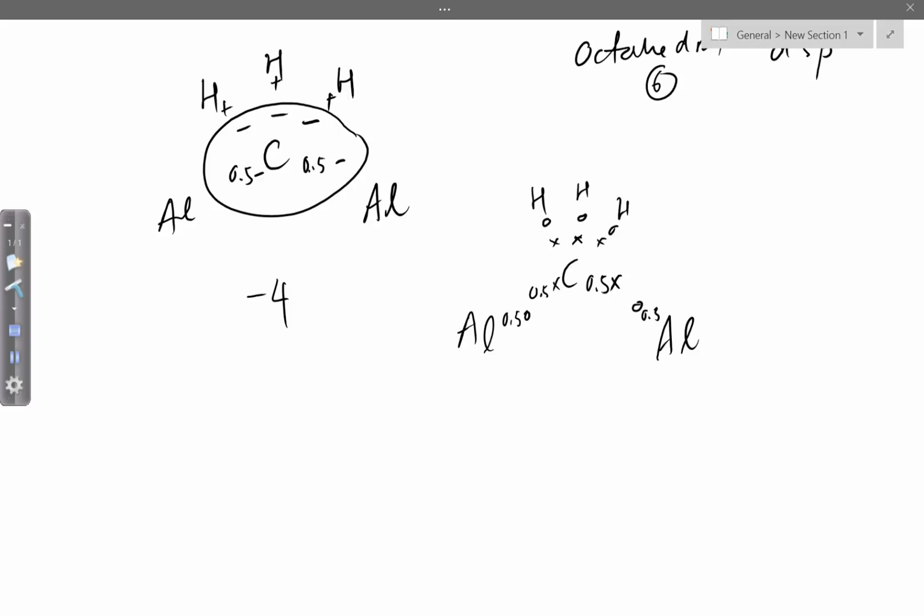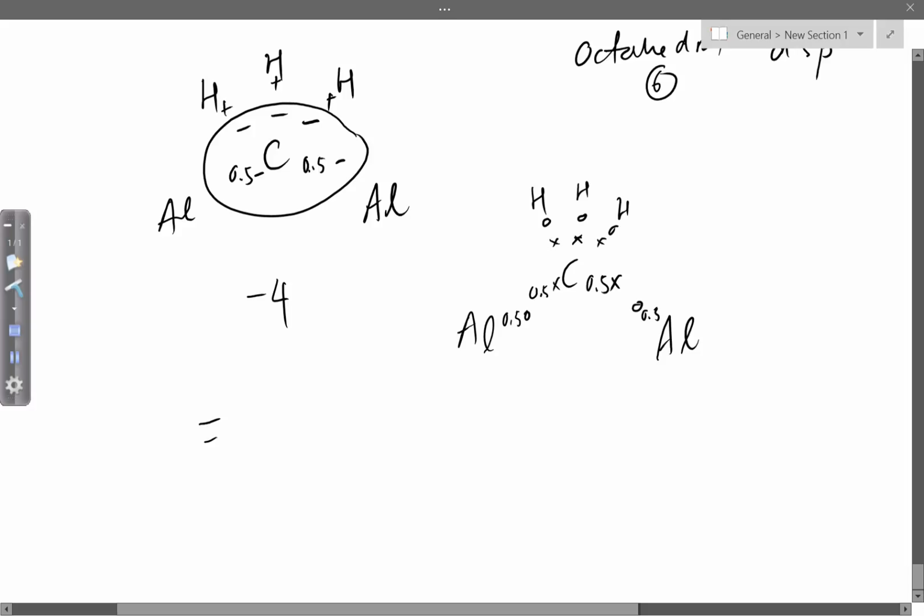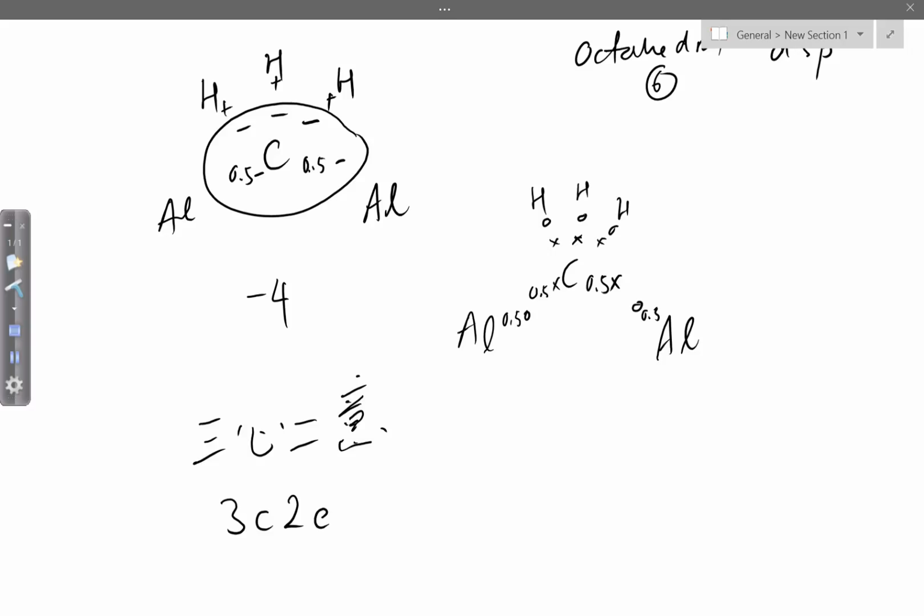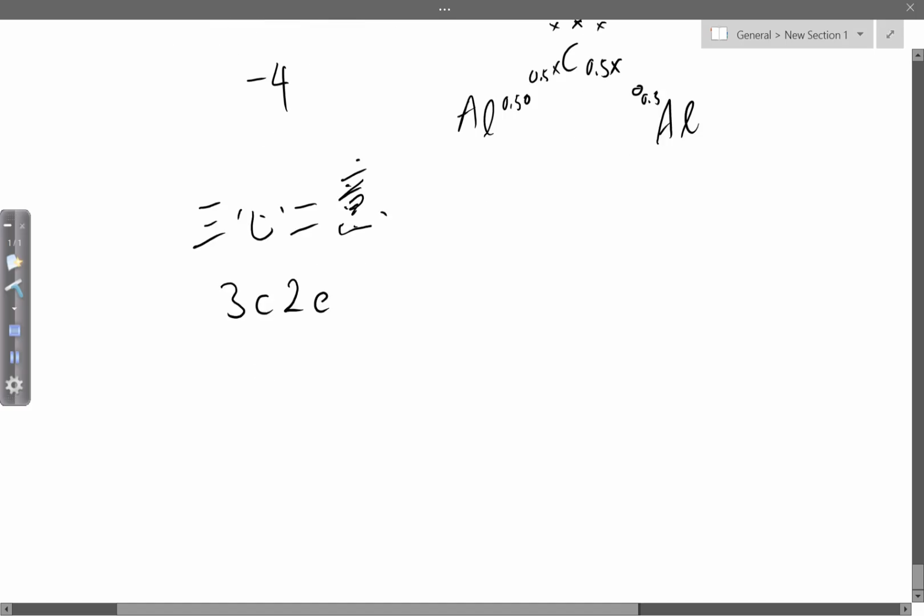But is there such a thing as half an electron? Yes, there is. This bond is known as a 三中心二电子 bond. In English, it's known as a 3C2E. 3C because there's 3 centers, but there's only 2 electrons keeping these 3 centers. That's why it's called a 3 center 2E bond.